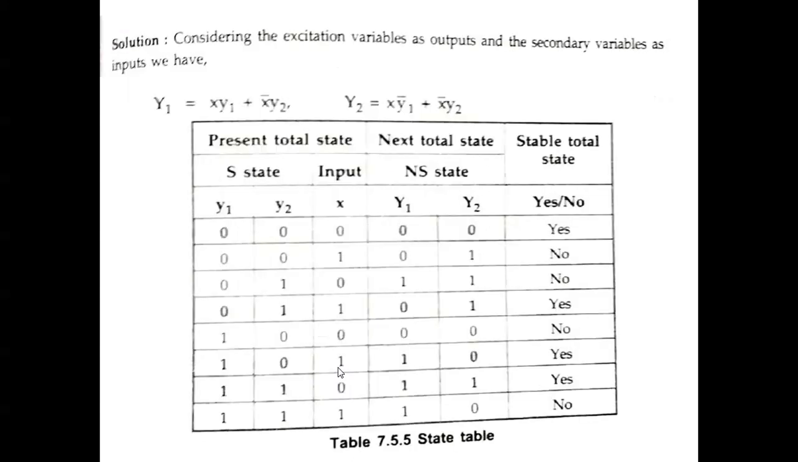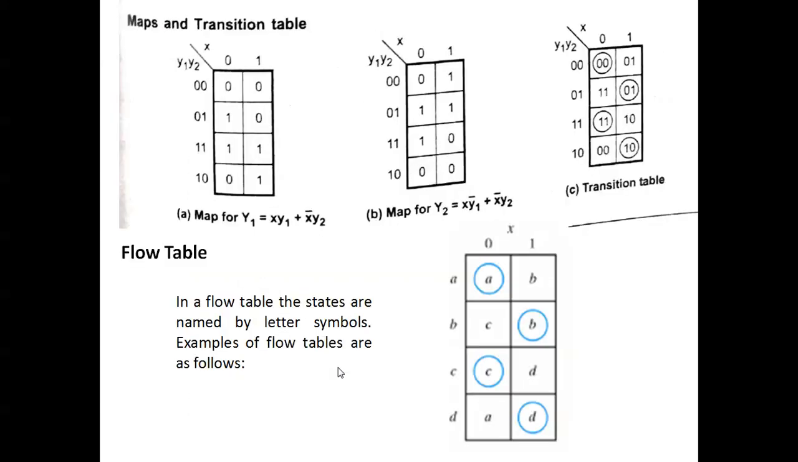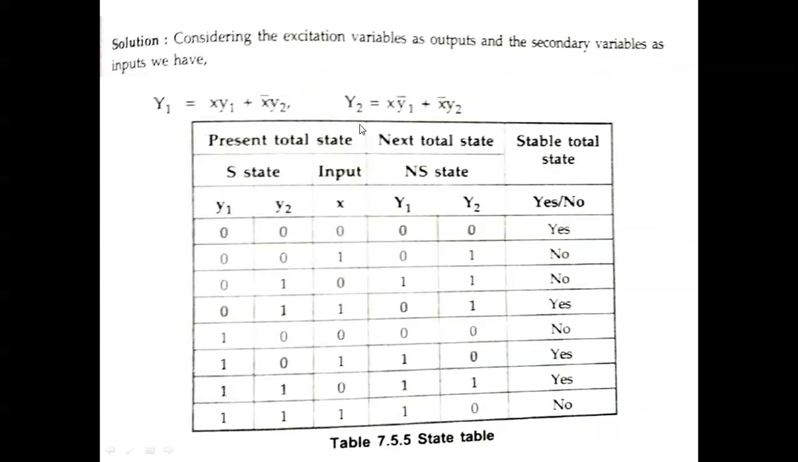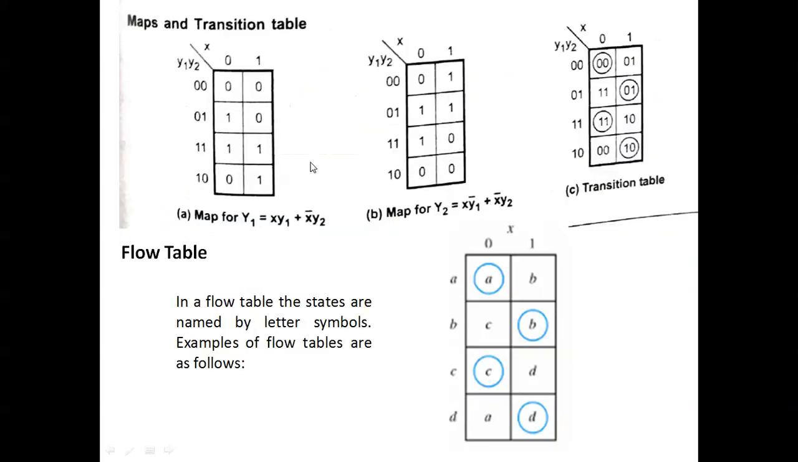Okay. Then this is another example. There is a circuit, and from the circuit they have the equations and the state table, and for y1 and y2 they have the maps, and finally they combine the maps, that is the transition table. So for the input and output they have to put the circle. If it is circled, it is stable. If there is no circle, that is unstable. And flow table means you just put alphabetic letters. So that's it. That is the flow table. Okay, thank you.